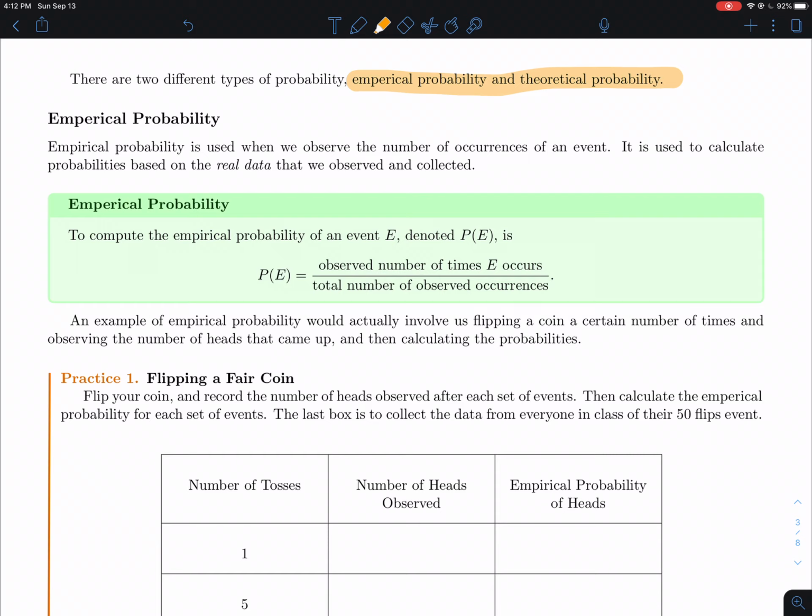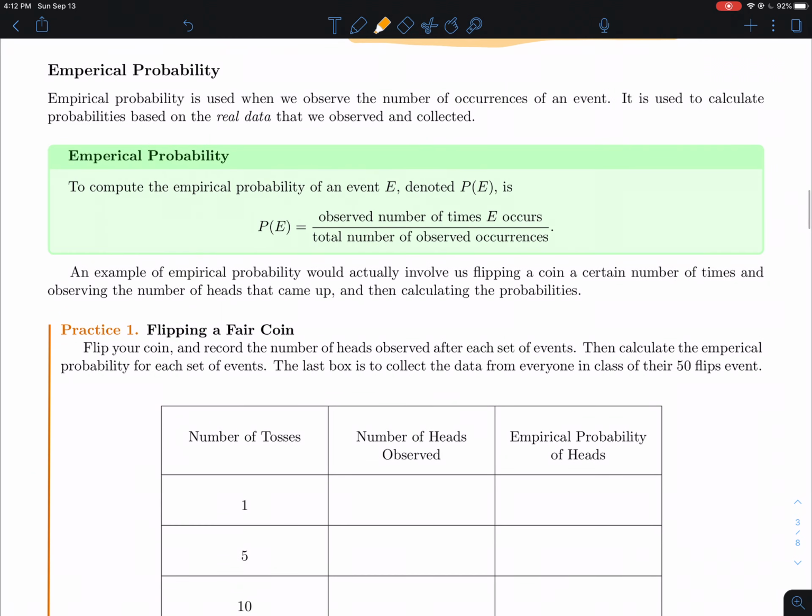actually be. So to compute an empirical probability, what we would do is take the observed number of times that E occurs, the event occurs, divided by the total number of times that we rolled the die, flipped the coin, whatever it would happen to be.